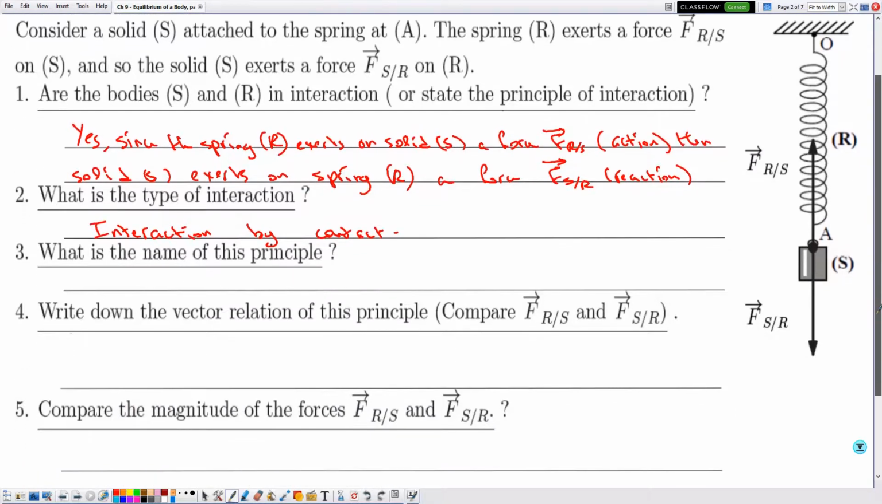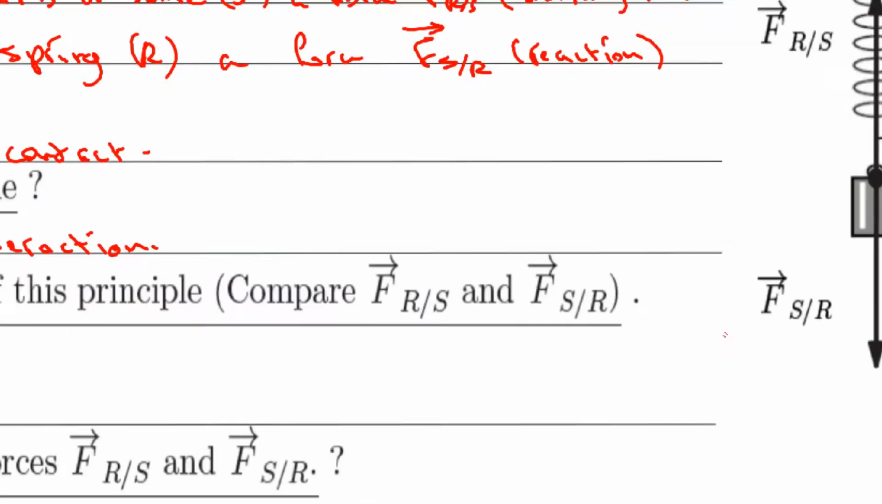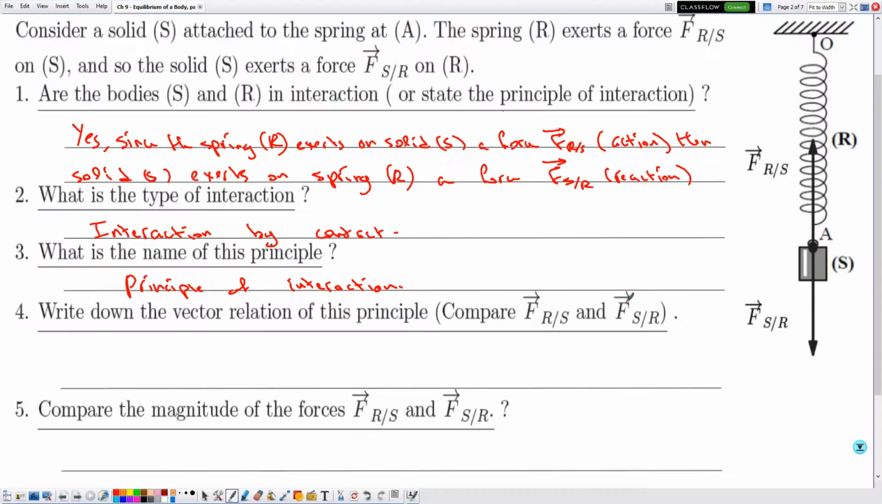They are asking us about the name of this principle, which is known as the principle of interaction. Now they are asking us to write down the vector relation of this principle, which means an equation that includes vectors, or in other words, we need to compare Fr on S and Fs on R. This equation is pretty similar to the condition of equilibrium. In the case of equilibrium, we used to write as a title at equilibrium. In this case, we will write according to the principle of interaction.